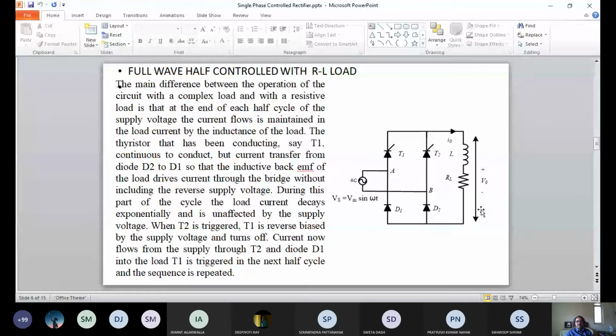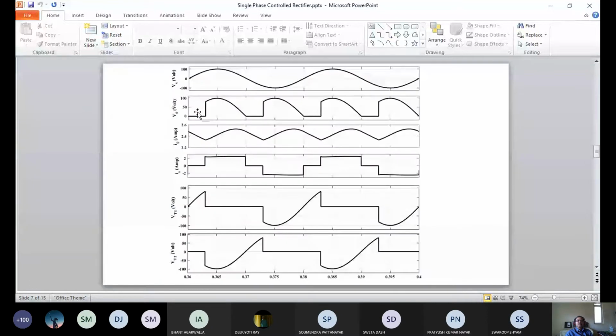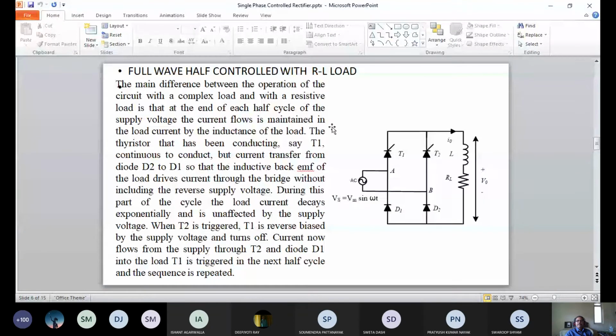So this is positive, this is negative. Positive voltage will appear. After pi, what is happening? After pi, the source voltage reverses. So A is negative, B is positive.